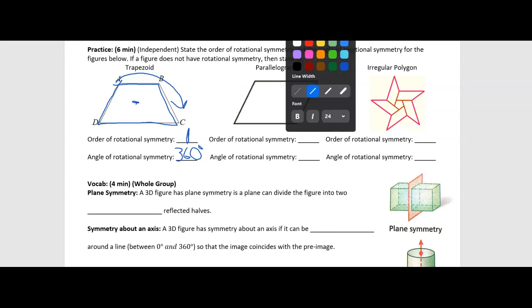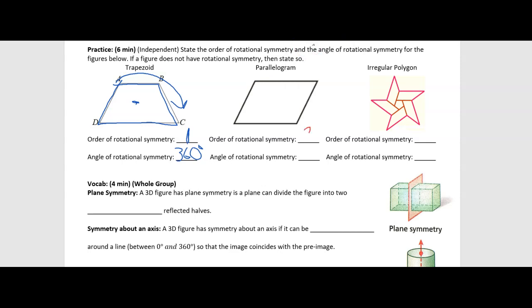For a parallelogram, the order of rotational symmetry is 2. If you rotate this, let's call this point A, 180 degrees, point A will land on this point, and every other point will also map up. So the angle of rotational symmetry is 180 degrees.